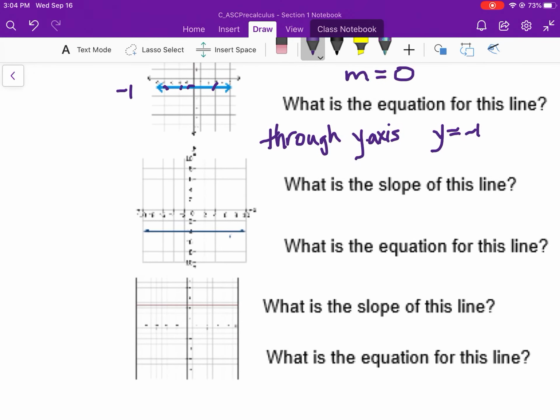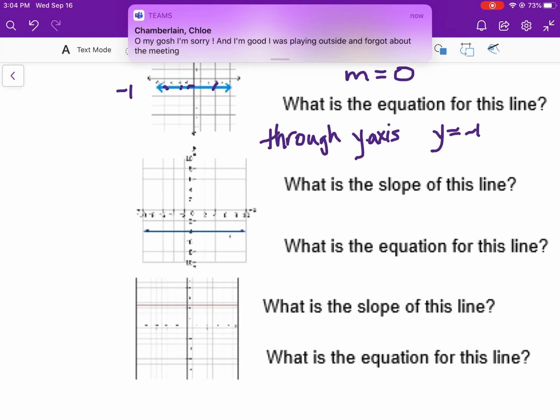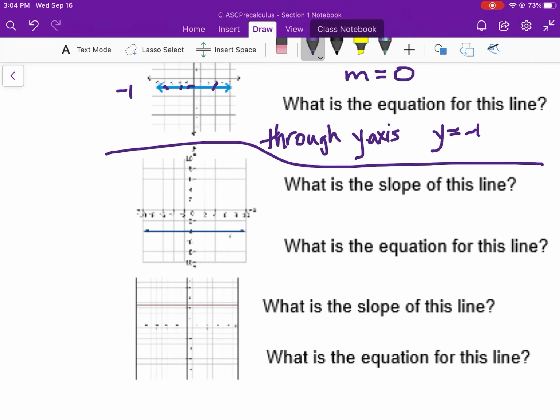Okay, this one, man, these pictures are bad. They were a lot better when I put them on the whatever. Okay, anyway, so again, what is the slope of this line? The slope of this line is the same. The slope is 0 because it's horizontal. And it looks like maybe -4, -2, -4, -6, -8, -10. So I think this is y equals -4.